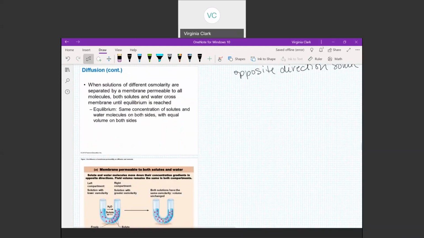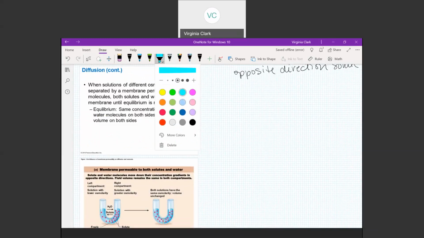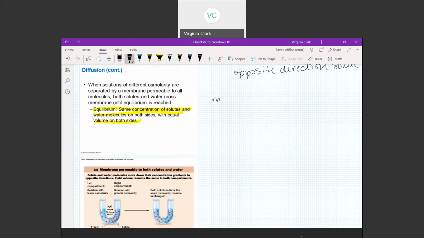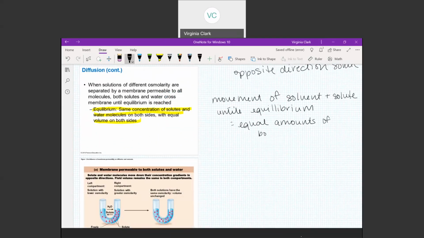Okay, so this will keep happening until things move across the plasma membrane and hit equilibrium. So you will have movement of your solvent and or your movement of your solute until equilibrium is hit. And when you hit equilibrium, essentially what that means is it is going to be equal amounts on both sides. That is when the process of the movement will end.